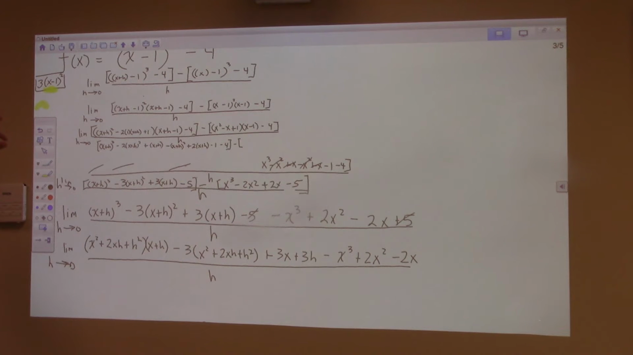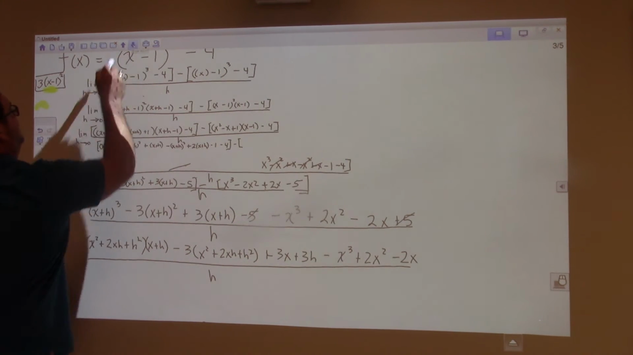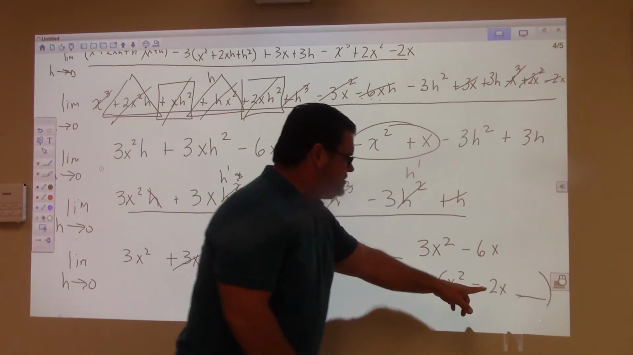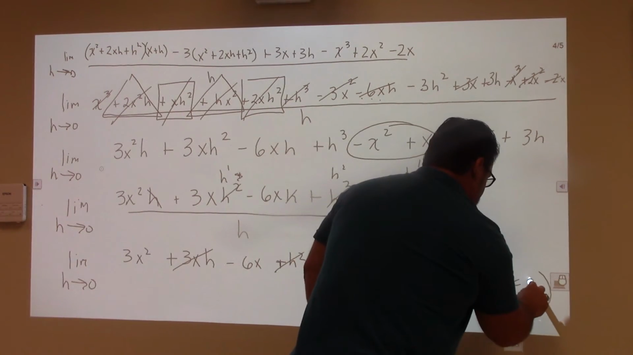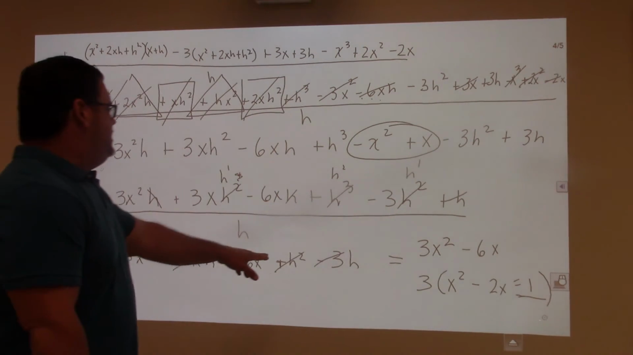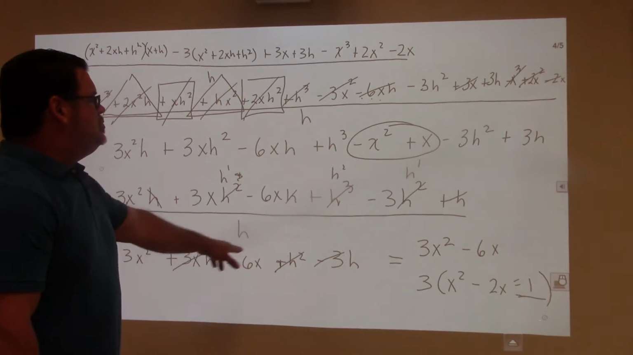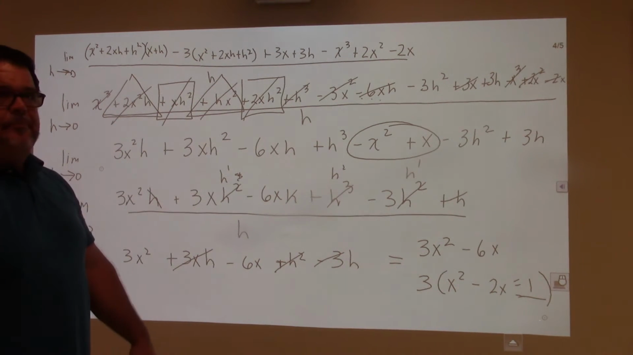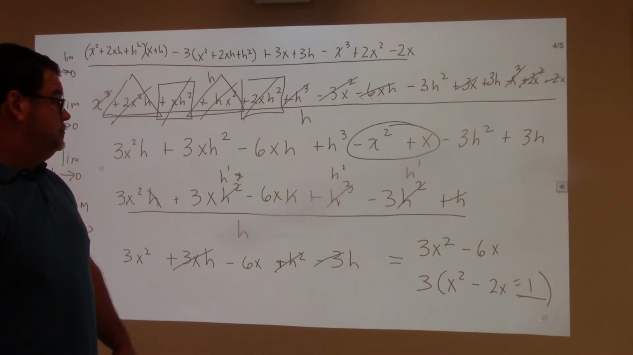X minus 1, that's x squared minus 2x plus 1, right? So let's go back. X squared minus 2x. Look at there. X squared minus 2x plus 1. So that means that we've got to have a 1 in here. It'd be a 3. Huh? It'd be a 3, not a 1.